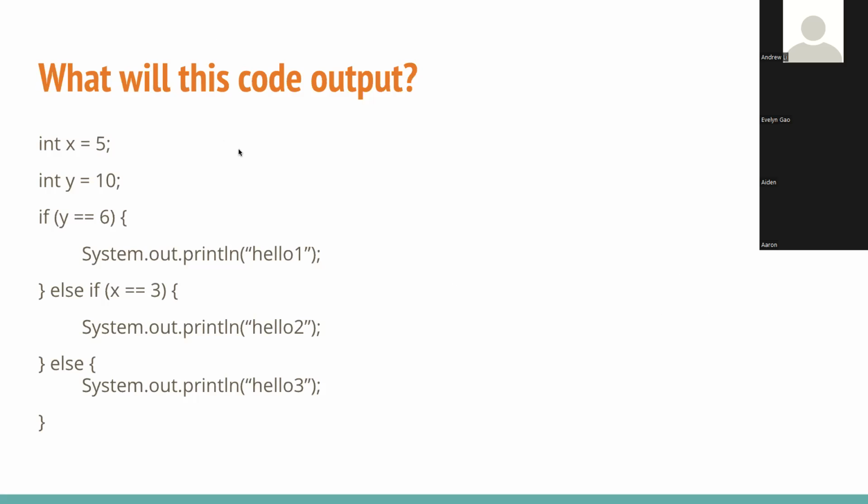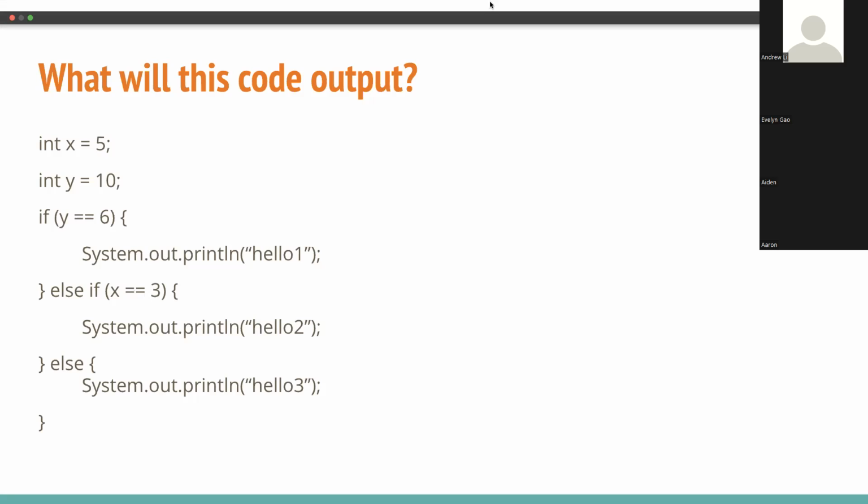In our first if statement, we check if y is equal to 6. So is 10 equal to 6? And that is false. So hello 1 does not print. We move on to our else if. We check if x is equal to 3. Well, 5 isn't equal to 3, so that's false again. Hello 2 is not printed.